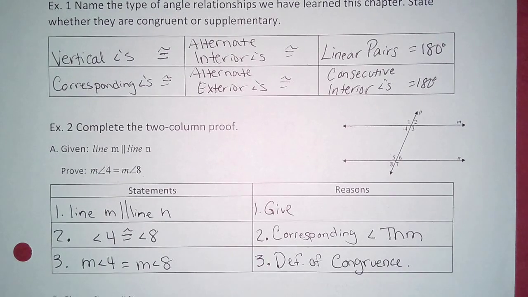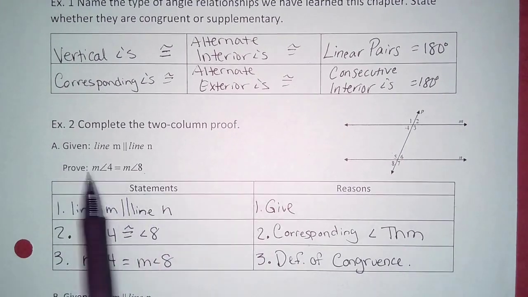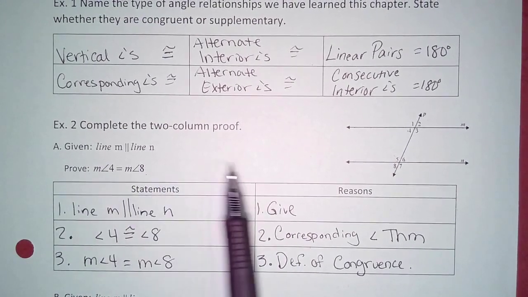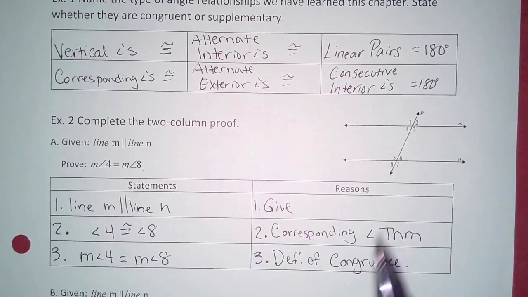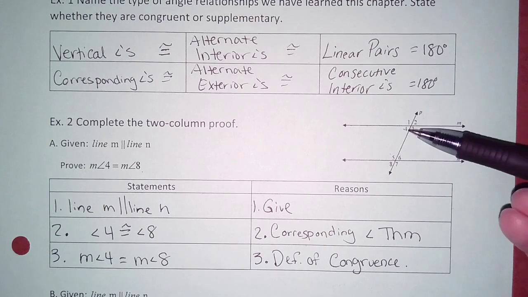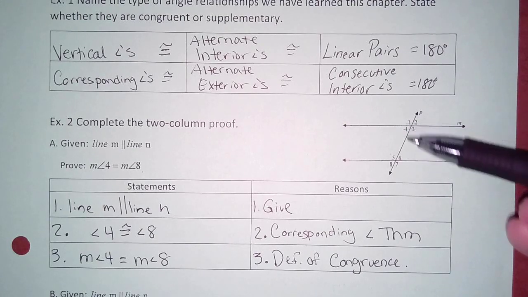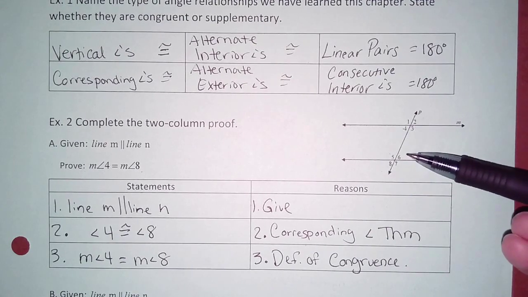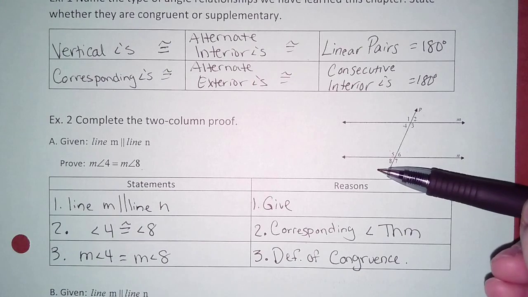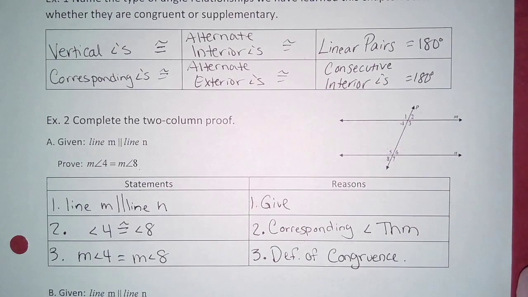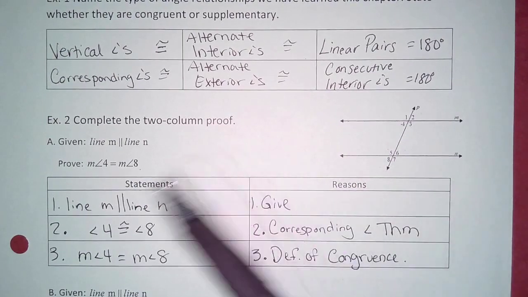Sometimes there are proofs that have the same given, but they say do not use corresponding angle theorem. So you have to kind of find a way around it. So you'd have to say like 4 is congruent to, we're talking about 8. So 4 is congruent to 6 through alternate interior. 6 is congruent to 8 through vertical angles. Therefore, 4 is congruent to 8 through transitive property. And then transfer it to equal signs.